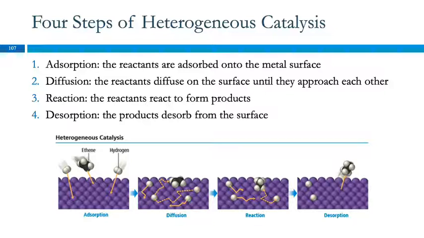So we can use this as an example of the 4 steps of heterogeneous catalysis. The first step is adsorption. So here we have reactants in the gas state, and the catalyst is a solid. So the reactant has to stick to this metal surface. And then diffusion is where these reactants can move around on the surface until they approach each other. The reaction is where the reaction actually occurs, and then desorption is where they leave the surface again.